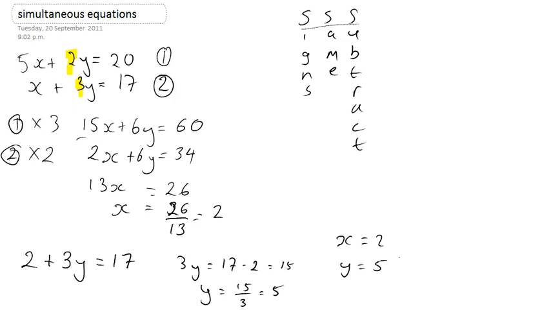So with the elimination method, you've got to remember, first off, we're trying to make the coefficients of one of the letters the same. When I multiply, I have to multiply every term inside the equation. And then the last thing is, if I'm trying to eliminate, signs the same, I subtract, signs are different, I add. That's all there is to it.